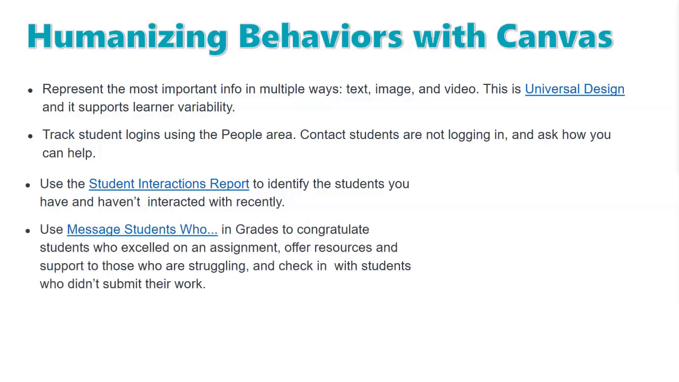Message students who. So this is a fabulous feature. I think a lot of us are already using this. It's in the grade book, and when you're finished working on grading an assignment, you can use the little drop down to message students who haven't turned it in yet, or scored a certain grade. You get to decide what the criteria is, and Canvas pulls all of those names into a list for you. You type the message, you send it out, and each student gets it individually.